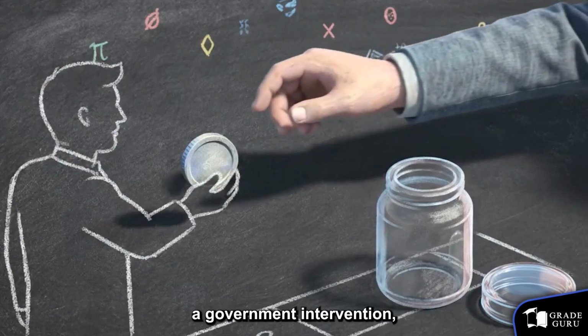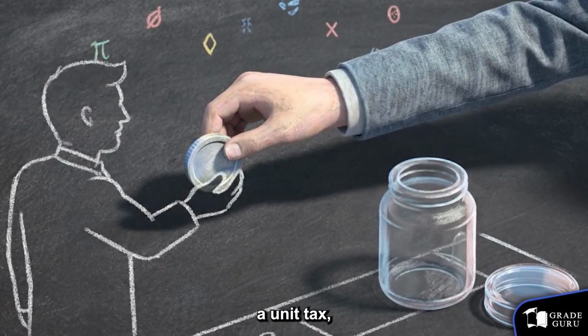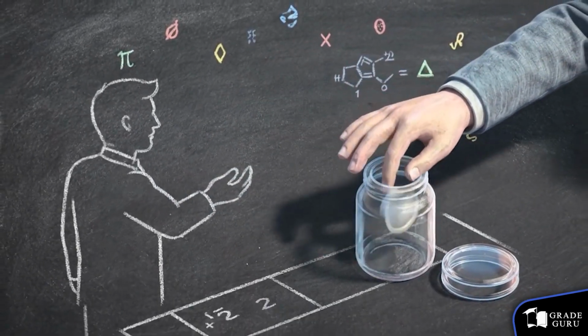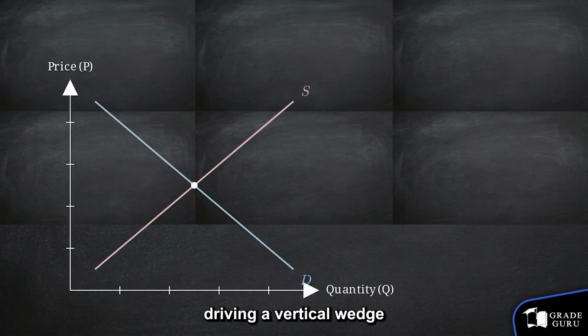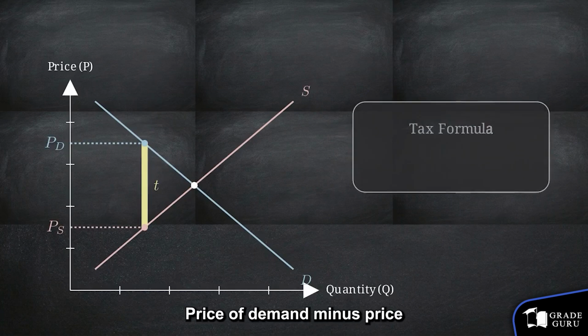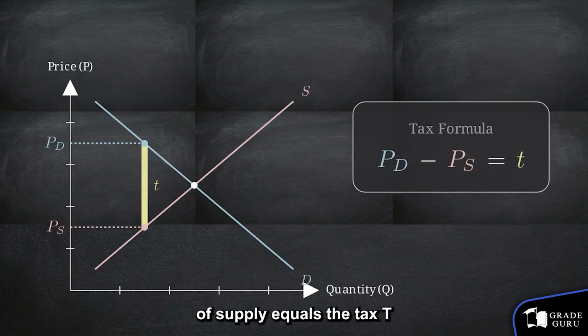Now we introduce a government intervention, a unit tax, which is a fixed dollar amount collected per unit sold. A unit tax breaks equilibrium, driving a vertical wedge between the buyer's price and what the seller keeps. This gives our formula: price of demand minus price of supply equals the tax, T.